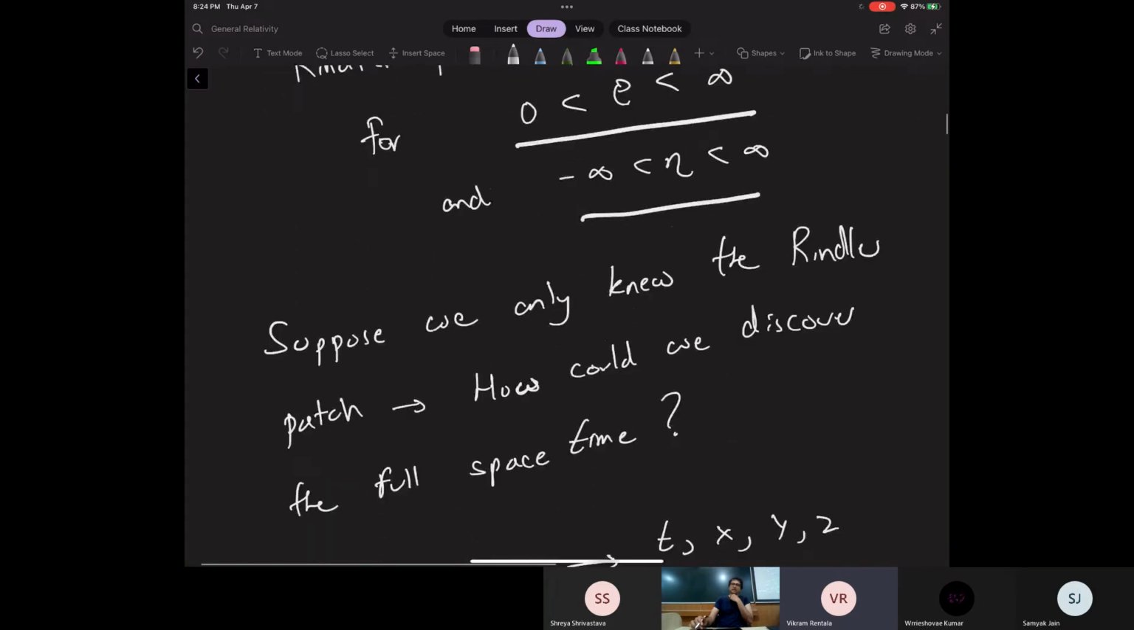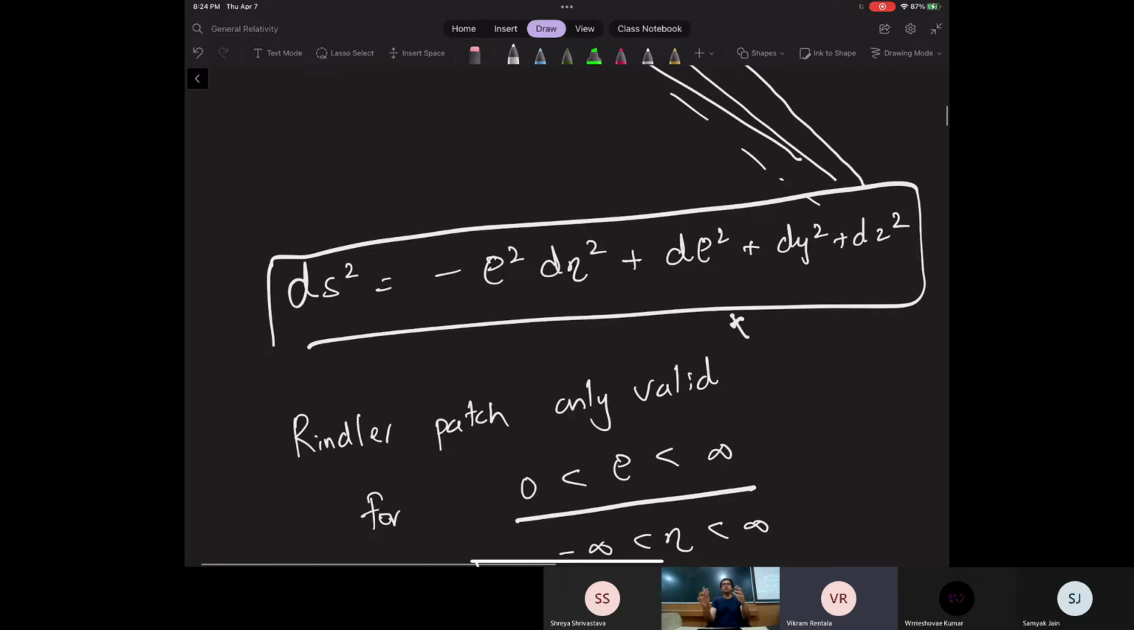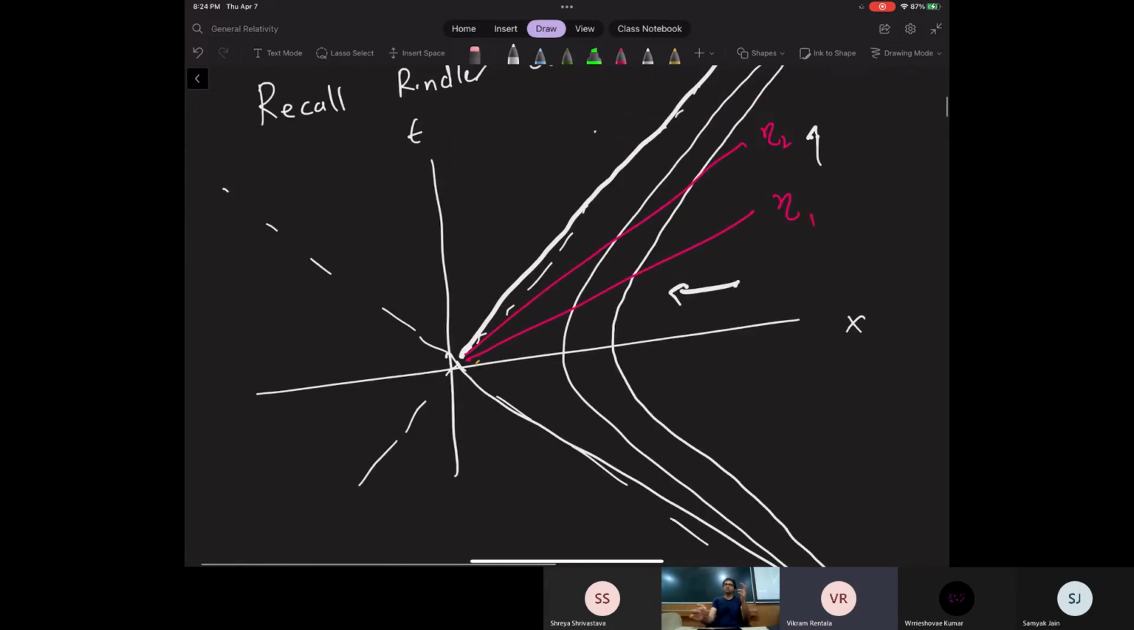Now let's imagine that you ask the reverse question. We started with Minkowski coordinates t, x, y, z, and we found the Rindler coordinates. But what if you only knew Rindler coordinates? What if you only knew that there was rho, eta, y, z? You only had this metric. How would you discover the t, x, y, z coordinates? In other words, how would you discover that your coordinate patch is incomplete, if you didn't already know that there's a t, x, y, z?